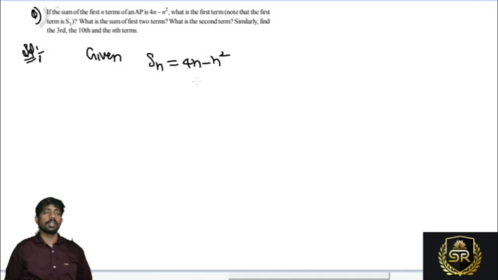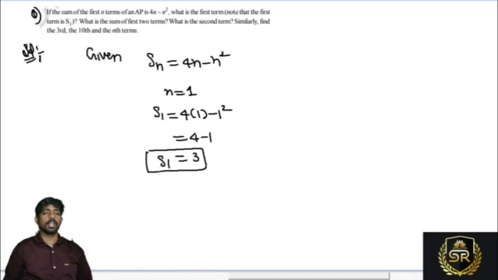Okay. So first we will substitute n is equal to 1. You will get S1. S1 is equal to 4 into 1 minus 1 square. So 4 minus 1 is 3. S1 is equal to 3. Here S1 is nothing but the first term, the sum of the first term. So A is equal to 3 indirectly. A is equal to 3 is the first term.